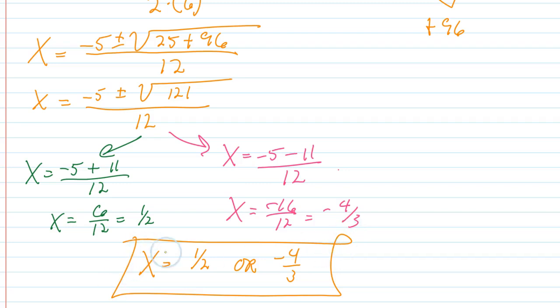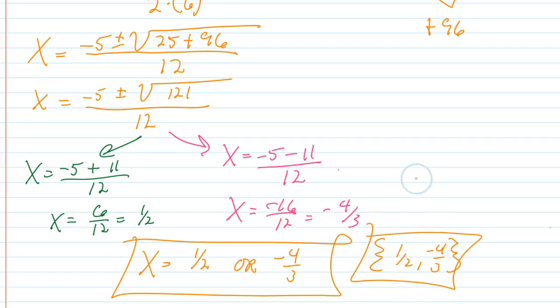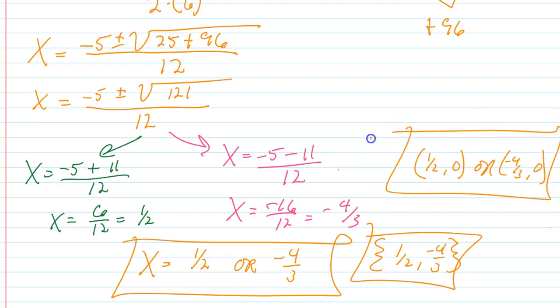Remember, read the instructions as to how they want you to write it. We might want an or, they might want a comma, or they might want it in point notation. Point notation, the y value is always 0. Make sure you're reading the instructions to see how they want you to answer the problem.